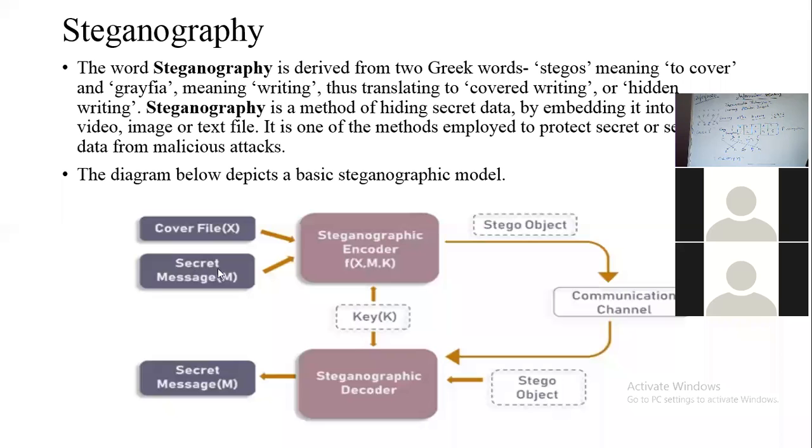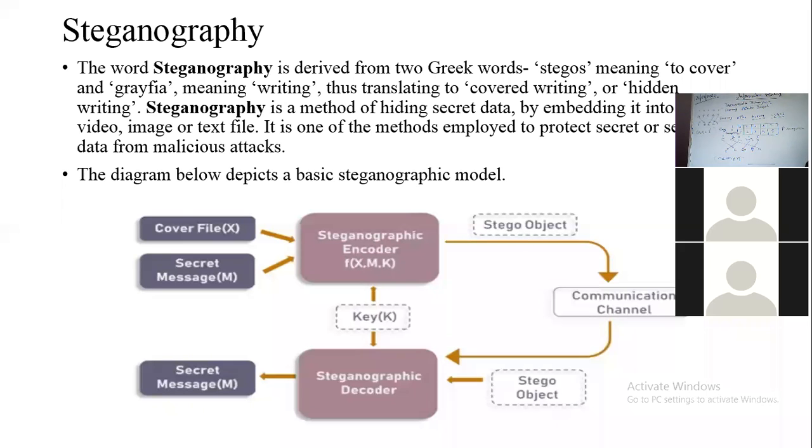Second, we have a secret message M. By using the steganographic encoder, we apply the function on the cover file and secret message, and we get the stego object. In the steganographic encoder we apply the steganographic function F. X means cover file, M means secret message, K means key, and we get the stego object.